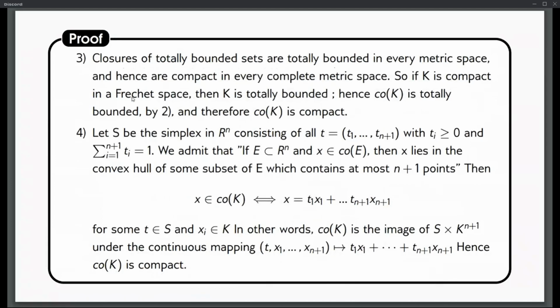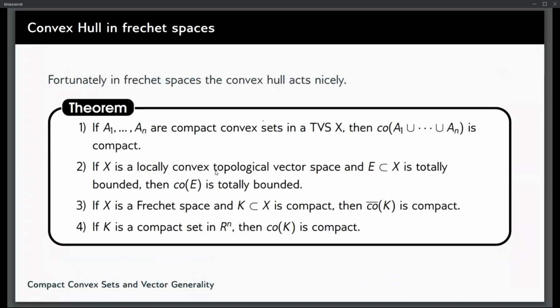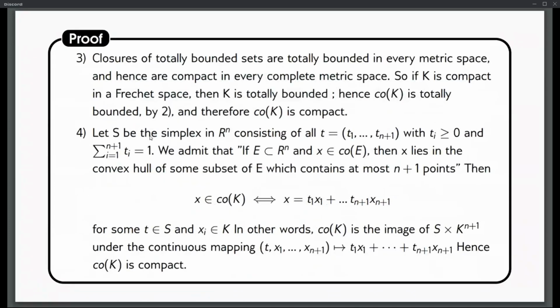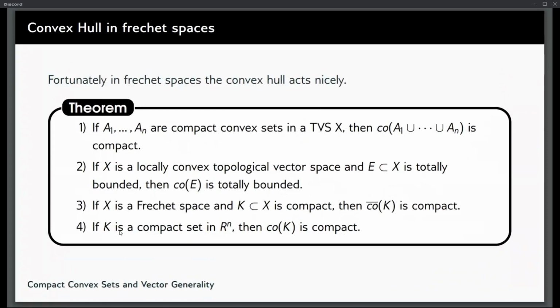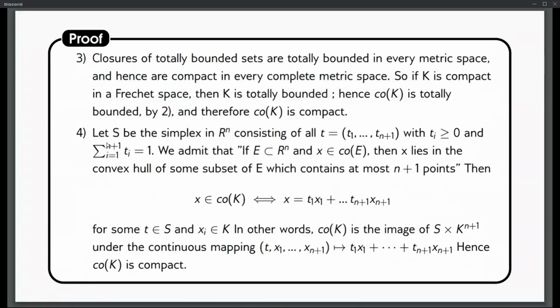So if K is compact, then K is going to be totally bounded, right? And by part 2, the convex hull is totally bounded, and so we conclude that it is compact because we are working with Fréchet spaces. Remember, Fréchet spaces are complete with the invariant metric. As for the second part, we want to prove that if K is compact in Rn specifically, then the convex hull is going to be compact. We don't need the closure anymore. So it's actually quite a nice proof.